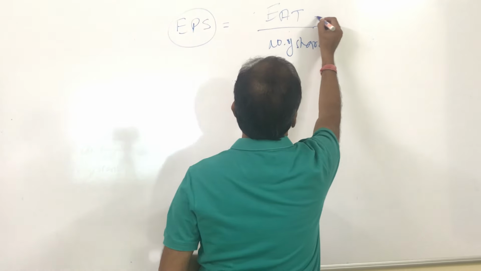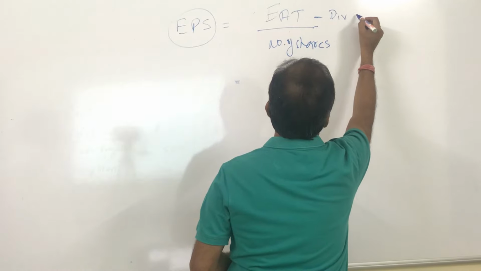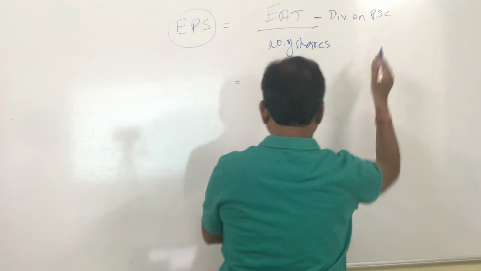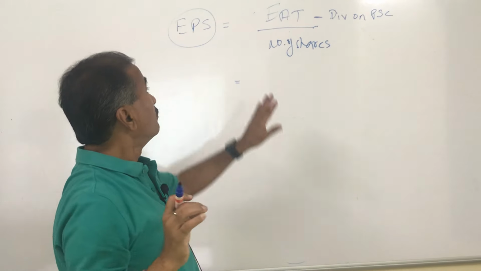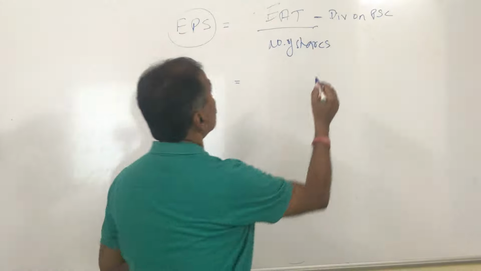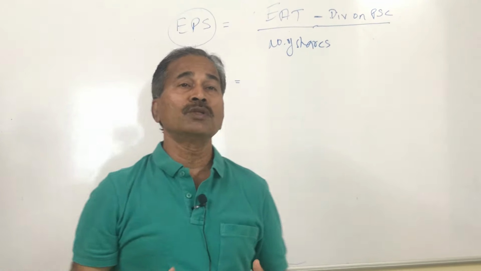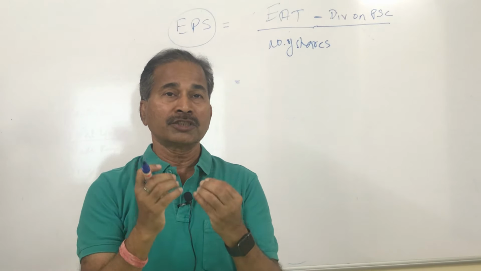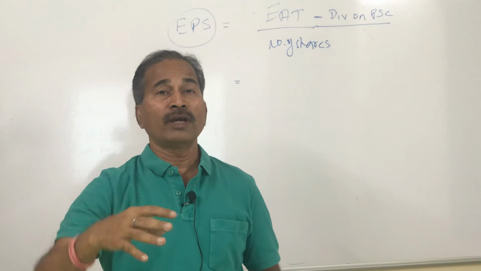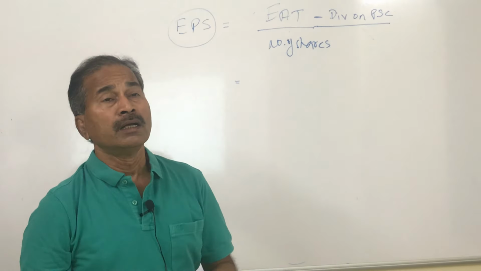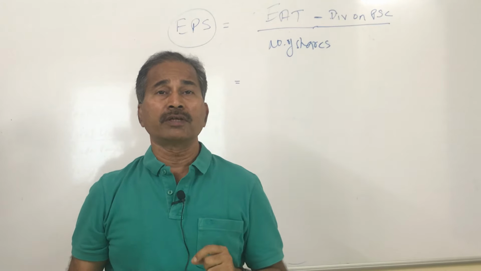From the figure of earning after tax, you will minus the amount of dividend which is required to be paid on the preference share capital of the company, and divide it by the number of shares, and this will give you your earning per share in case the company besides having equity is also having preference share capital.